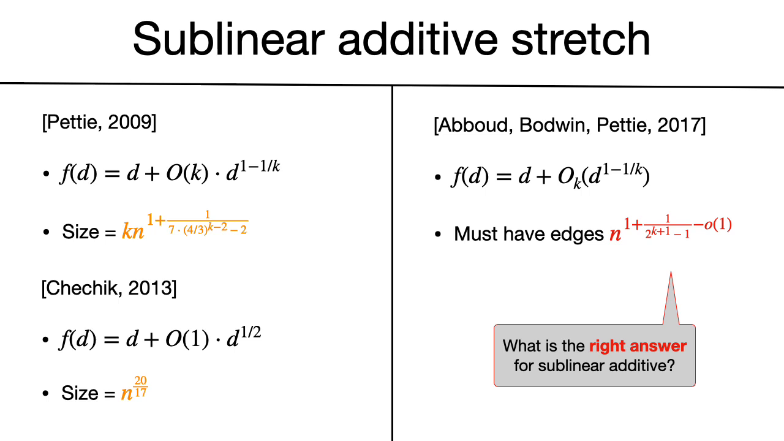On the lower bound side, it was proved by Abboud, Bodwin, and Pettie in 2017 that spanners for such stretch functions must have edges at least n to the 1 plus 1 over 2 to the k plus 1 minus 1. So this is the same as the nearly additive case, but here the parameter k has a different meaning. Therefore, there is an exponential gap on the exponent for sublinear additive stretch spanners.